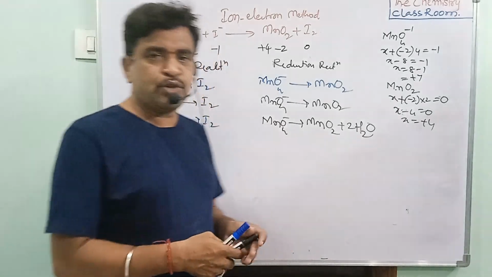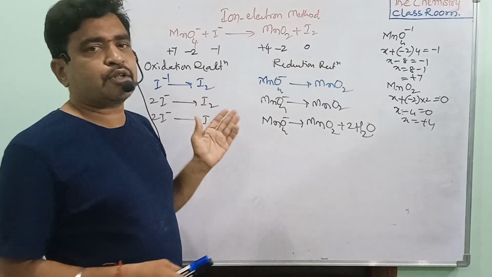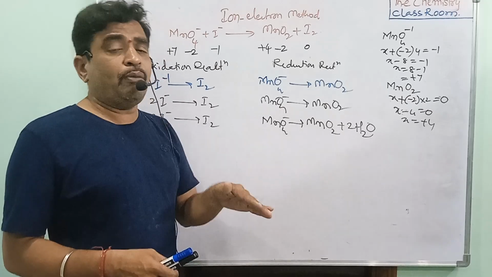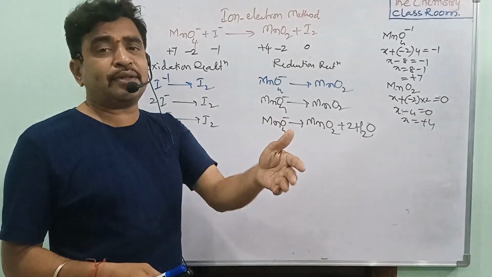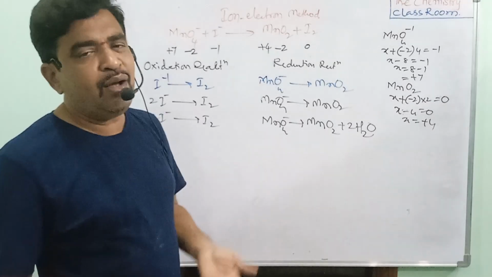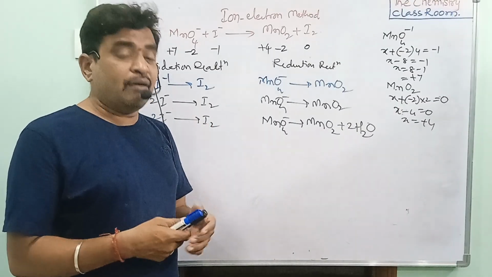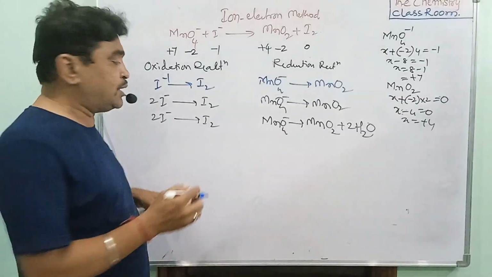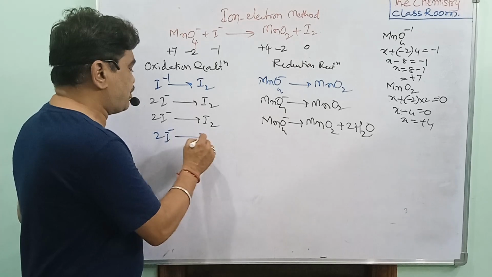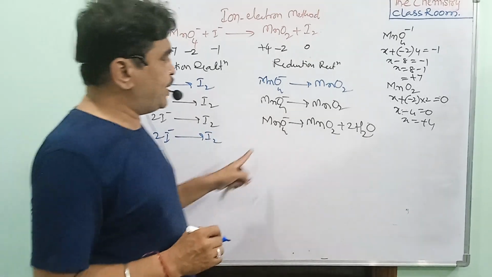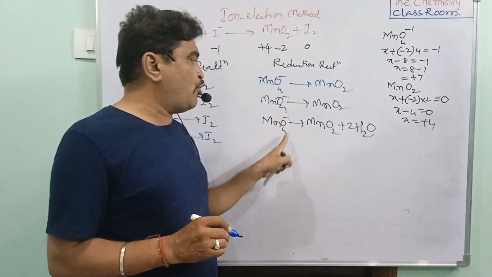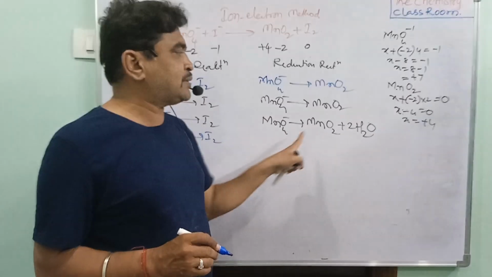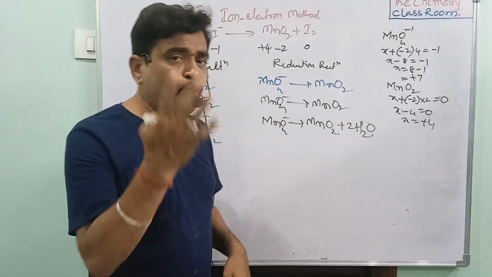That is your next step. So very first we balance the atoms excluding oxygen and hydrogen. Next we balance the oxygen atoms. To balance the oxygen atoms, on the side where the oxygen atoms are less, you have to add water molecules. And next, the third step, you have to balance the hydrogens. On this side we don't have hydrogens, so I am writing the same, 2I minus gives rise to I2. Here before the reaction we have MnO4 minus, and on this side MnO2 and 2H2O. That means manganese and oxygens are balanced, but on this side we have 4 hydrogens.